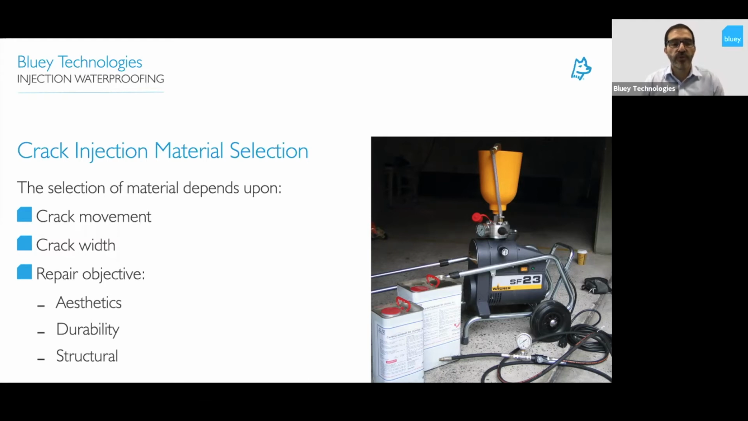And then, of course, the big question that not often gets asked is the repair objective. You know, why are we repairing this structure? Is it for aesthetics, durability, or for structural reasons?